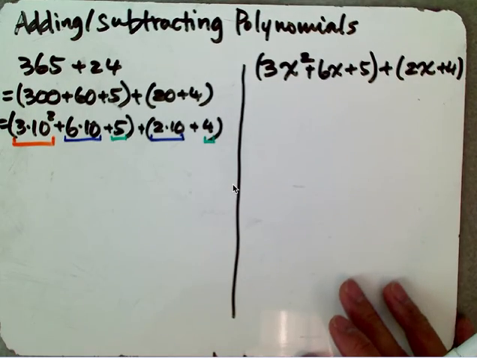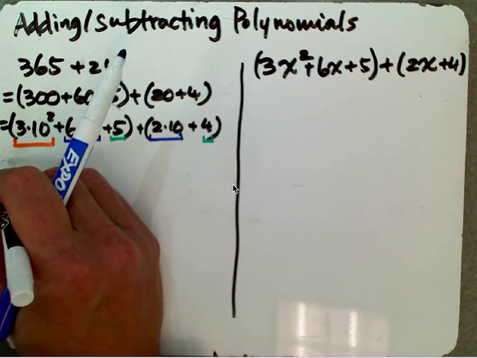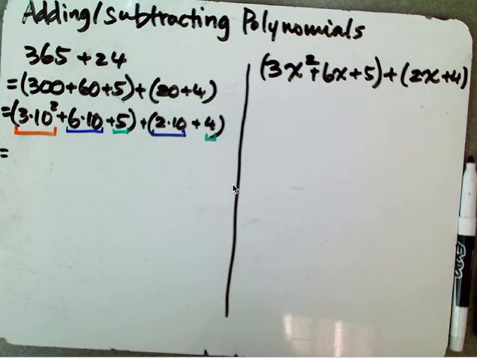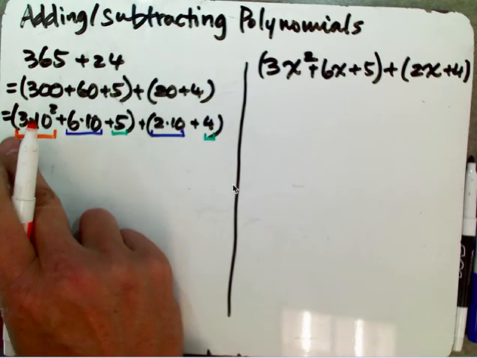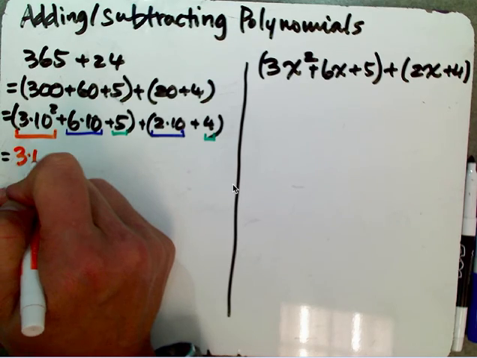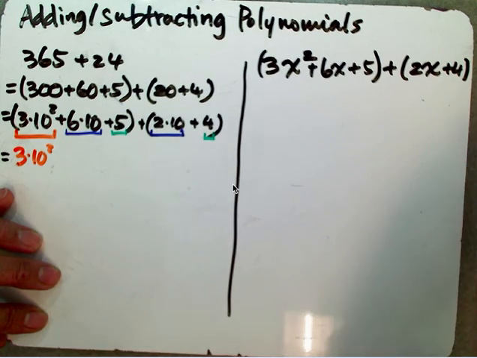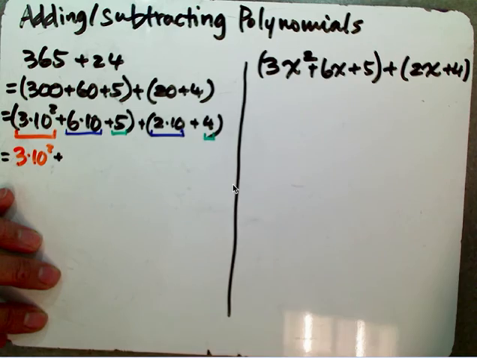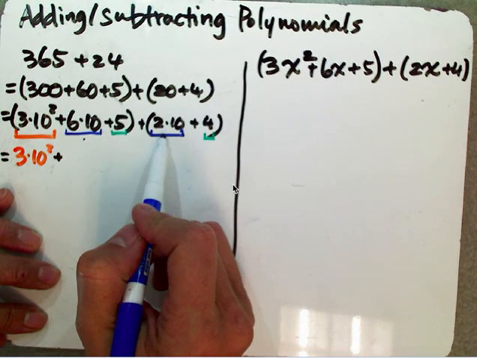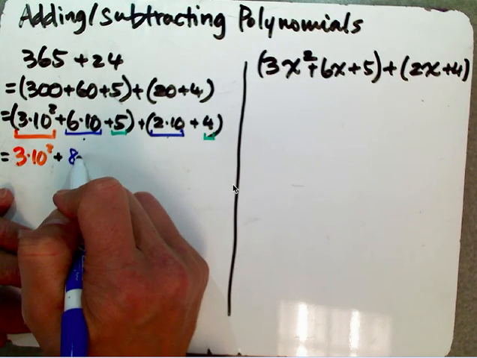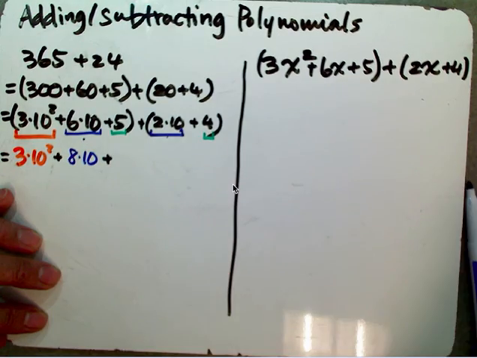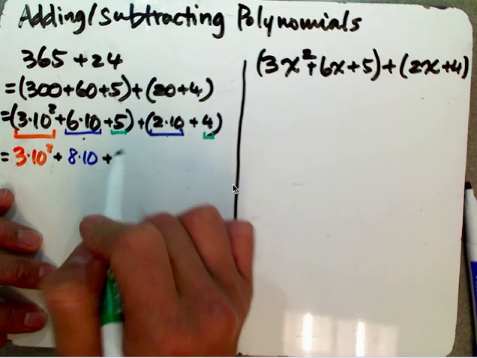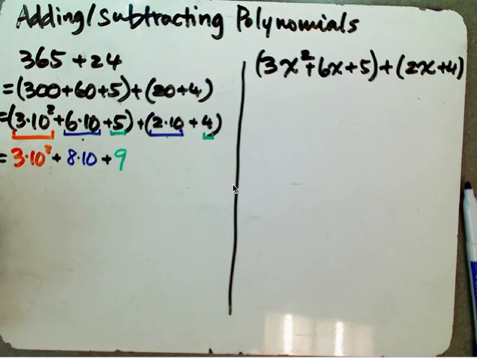So what we're going to have is 300s plus 6 tens plus 2 tens, which is 8 tens, plus 5 ones plus 4 ones, which is 9.